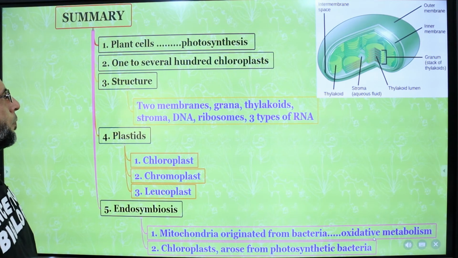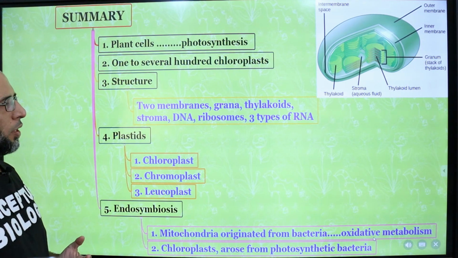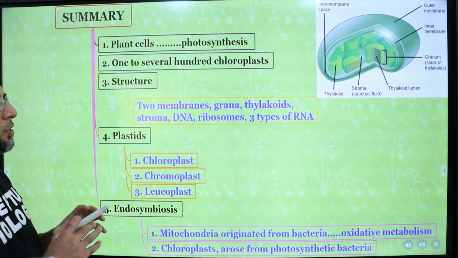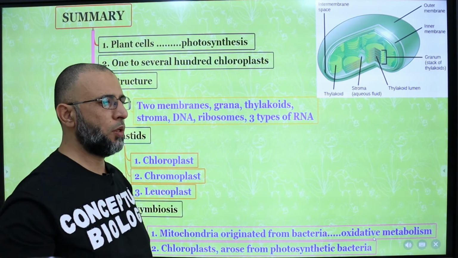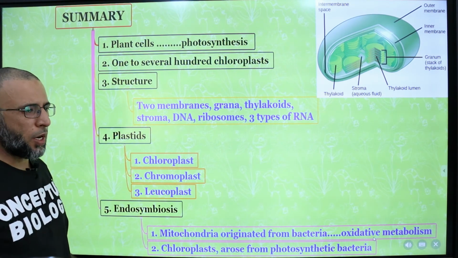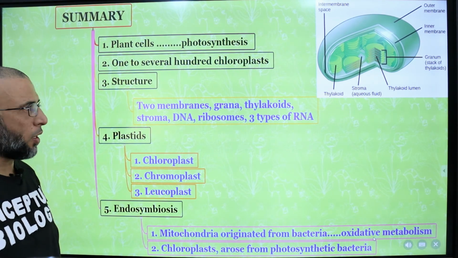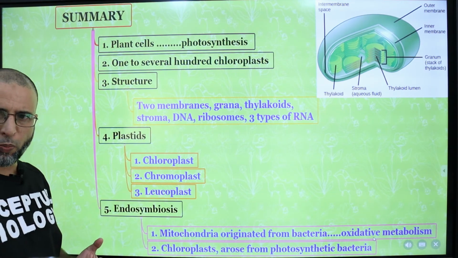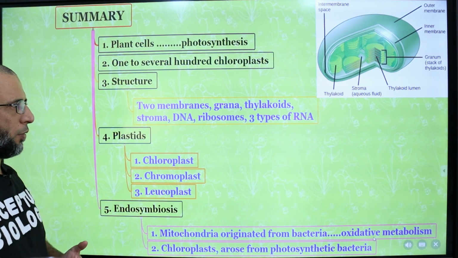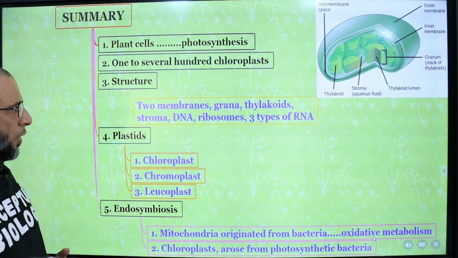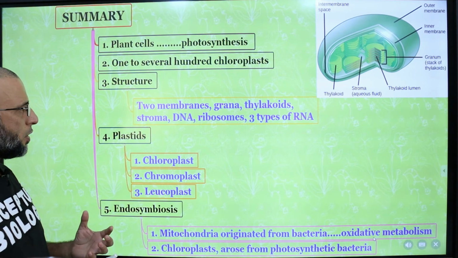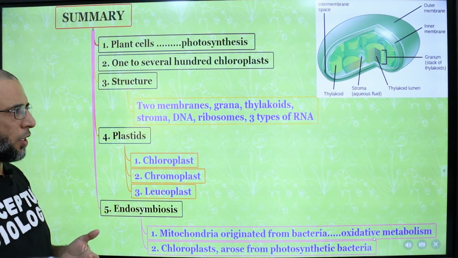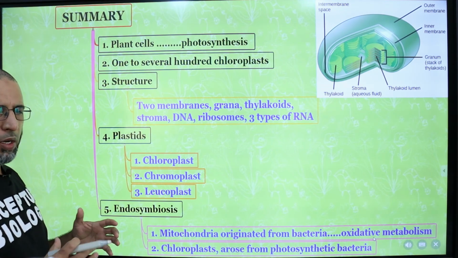Let's sum up. Plant cells and algal cells contain photosynthetic pigment which is called chlorophyll, and chlorophyll is present in an organelle that is called chloroplast. The number of chloroplasts in plant cells varies from 1 to several hundred. Chloroplast is bounded by two membranes, that is outer chloroplast membrane and inner chloroplast membrane. Inside the inner chloroplast membrane, a fluid is present which is called stroma, and in stroma there is circular DNA, ribosomes, and 3 types of RNA.